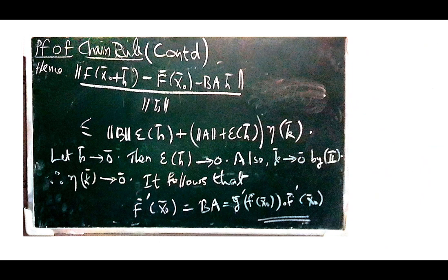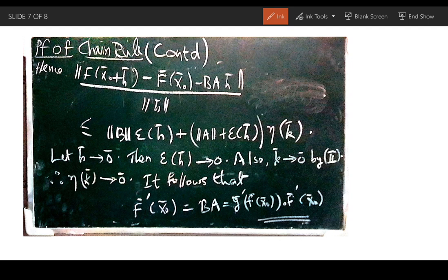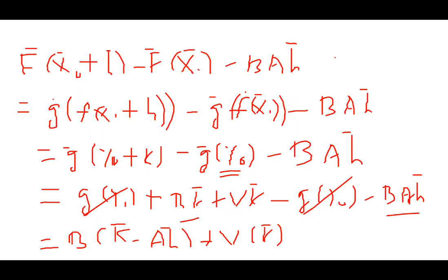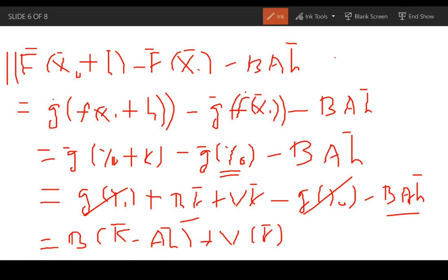The proof continues. Now you take norm of f of x naught plus h minus f of x naught minus b A h. So what you will get? It is less than or equal to norm of b of u h plus norm of v of k. Don't divide by norm h right now. Just take the numerator only. Look at the previous slide. So that is less than or equal to norm of b of k minus A h plus norm of v k.